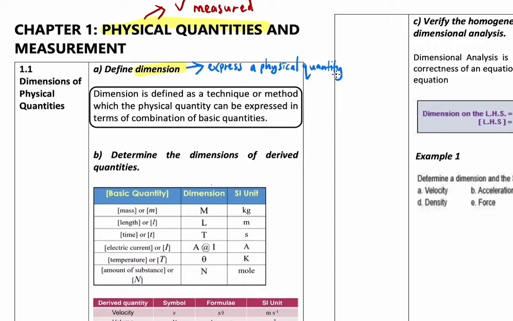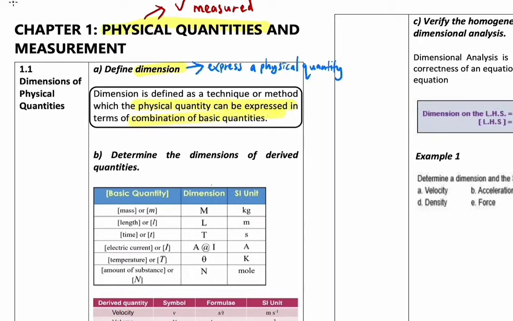So for example, we want to make a cake, so we weigh 1 kg of flour. How do we express that flour? We express it in mass. So that mass is the quantity. So dimension is how we express a physical quantity. If you look at the definition, dimension is defined as a technique or method by which a physical quantity can be expressed in terms of a combination of basic quantities.